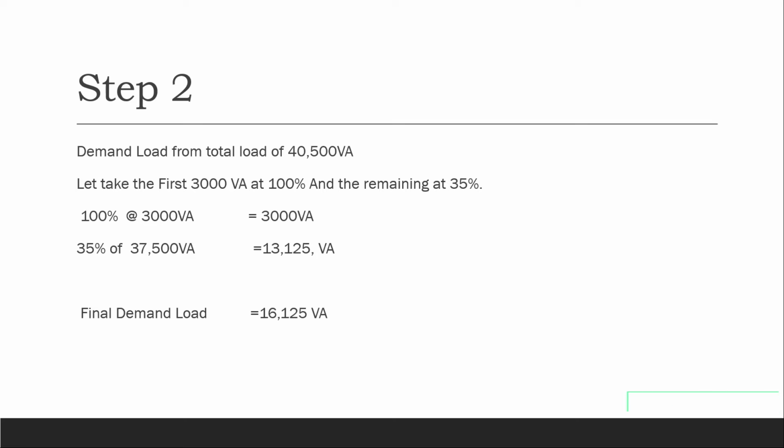The sum of these two values, 3000 and 13,125, is equal to 16,125 VA. So that is the approach to find the load demand calculation. That wraps up our question.